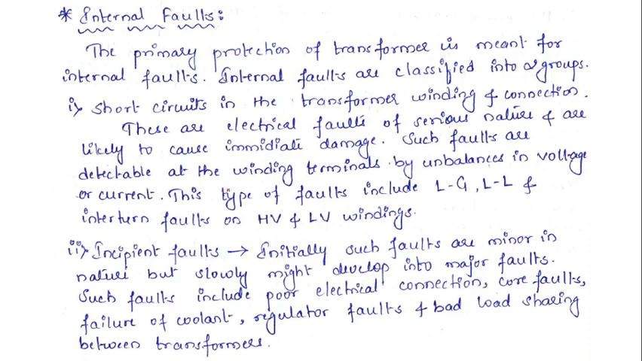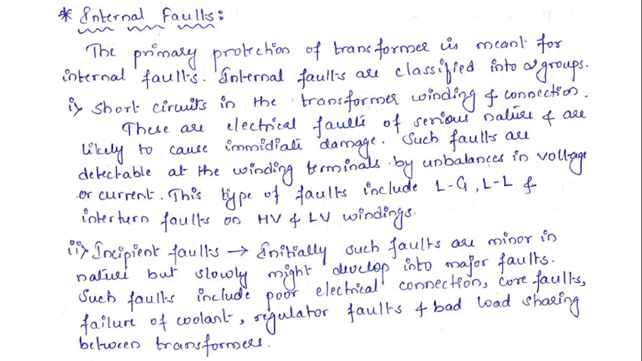This type of faults include LG, line to ground fault, line to line fault, and interturn faults on the HV and LV windings. Then one more we have is the incipient faults. Initially, these incipient faults are minor in nature but slowly might develop into major faults.